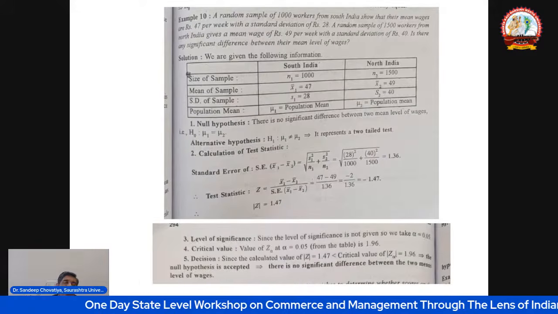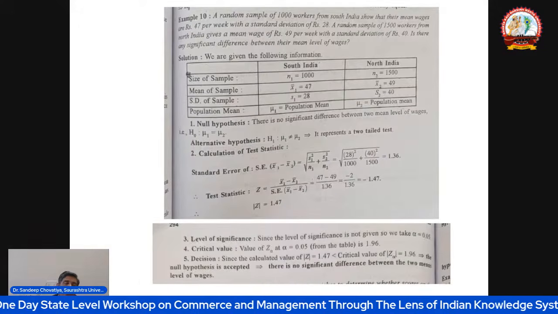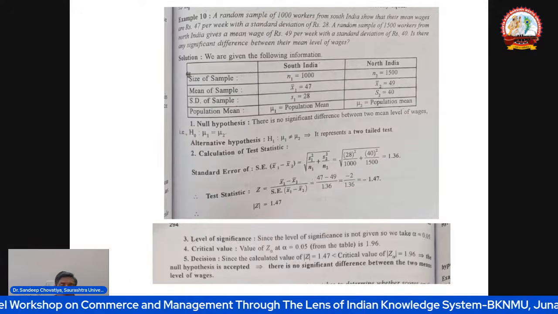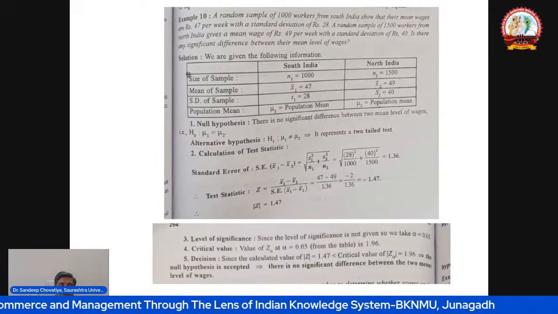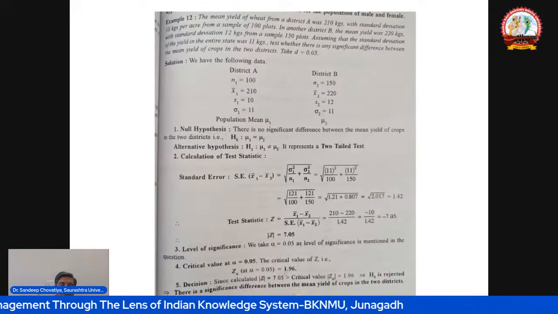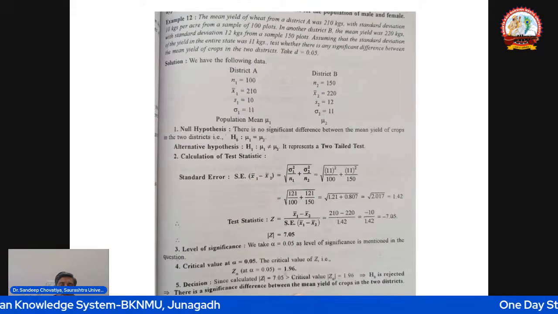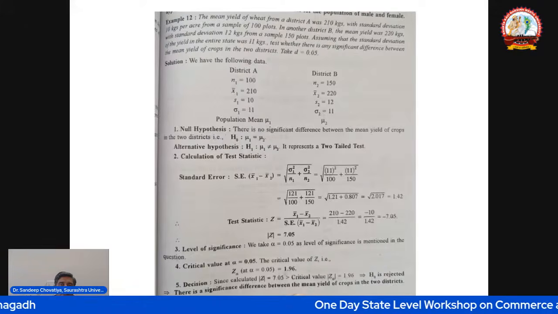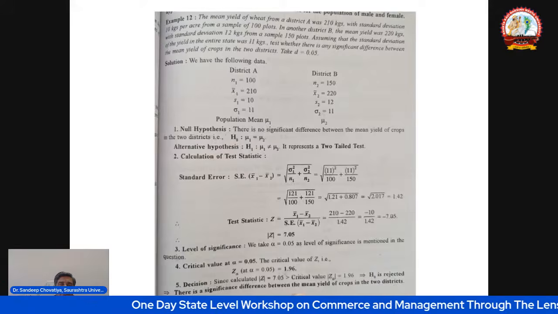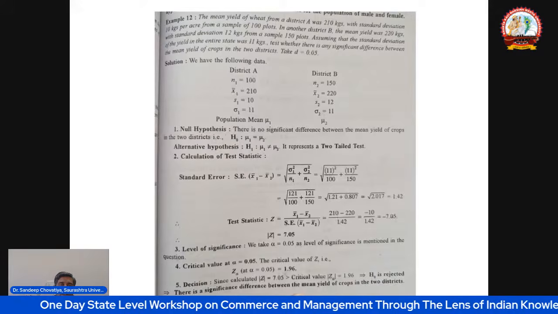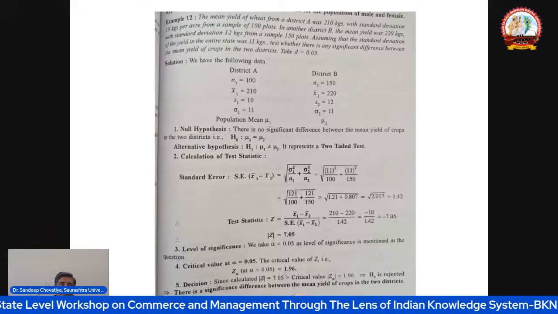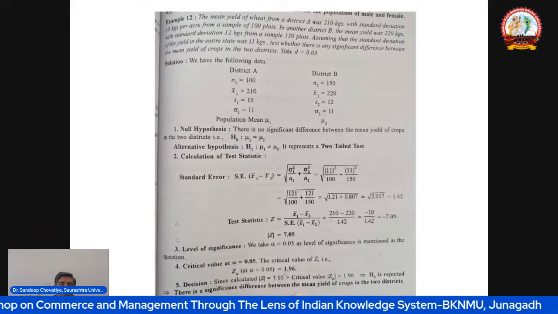So with the help of Z test we are able to analyze this kind of level of significance. Okay. This is about the mean yield of wheat from district A, which is 210 kg with a standard deviation of 10 kg, whereas the sample was 100 plots.